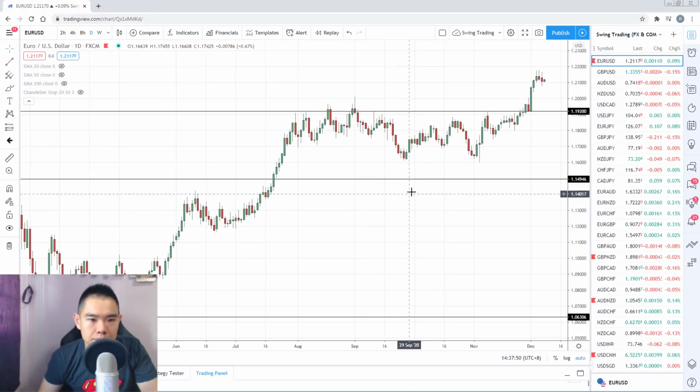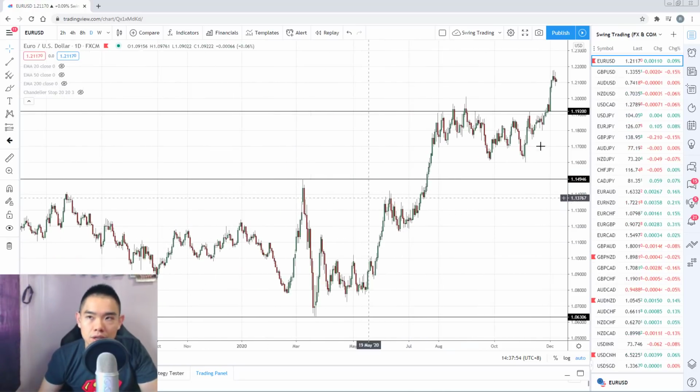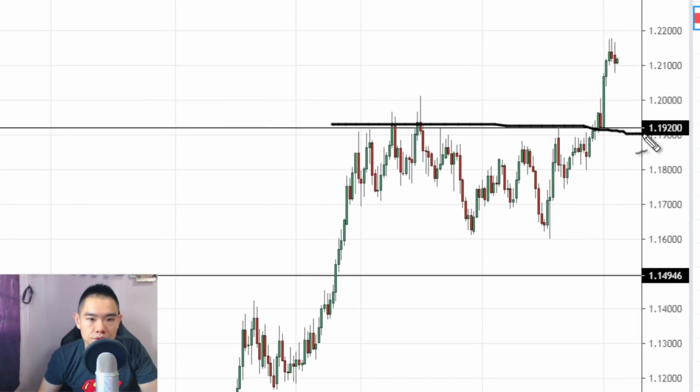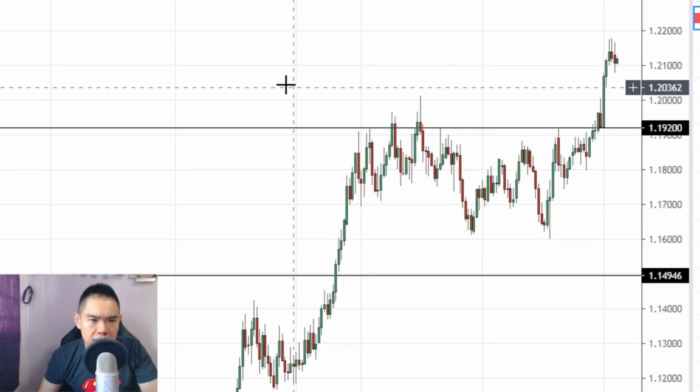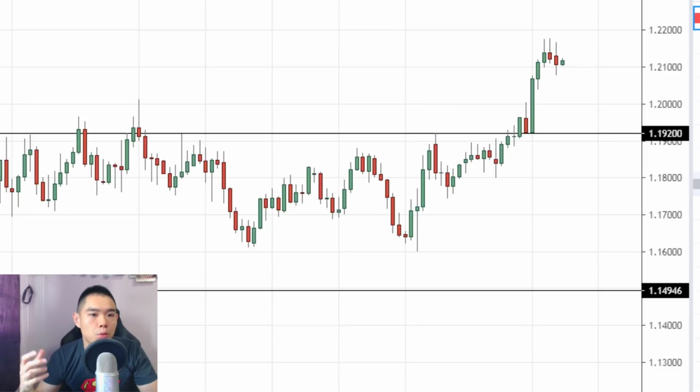If you look at this market, I just zoom out a little bit, you can see that this market generally is in a long-term uptrend. It recently broke above this area of resistance, as you've seen, around the 1192 area, and then it broke out higher.